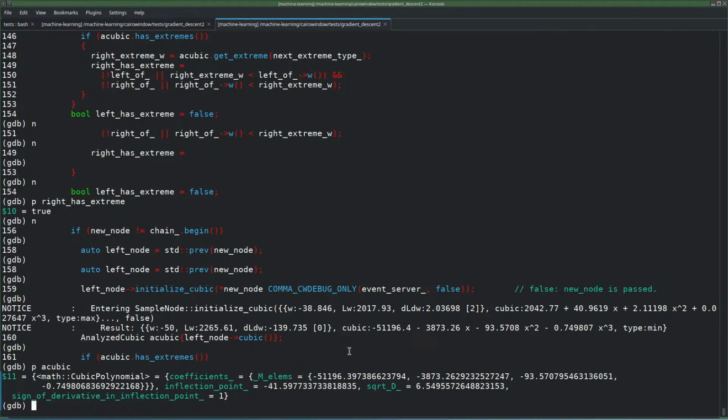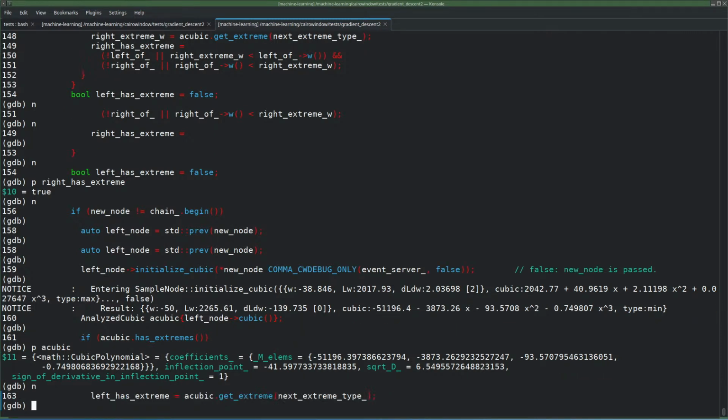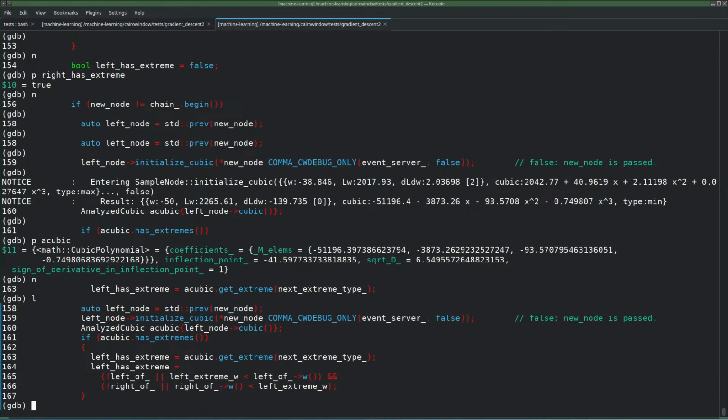So do we have extremes? Yes. This has extreme. Is get extreme. What? What a nonsense. That is completely wrong. This is a Boolean. That should have been that one. Okay, now here I quit.